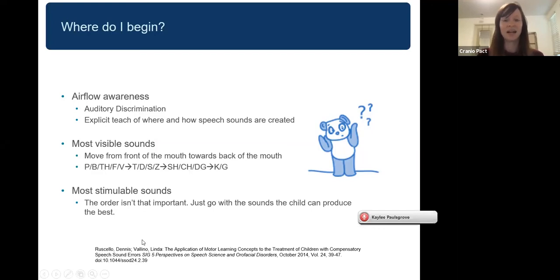From there, I will often start with whatever sound the child is able to produce the easiest. So if I try some of the front sounds like P and B in therapy, but they're not able to produce them very easily, but they are able to produce a T and a D, for example, then I'll start with T and D because those were produced more easily by the patient, and then make my way back to the other sounds as appropriate. So there really is no clear hierarchy of which sound should be worked on first, but these are the general principles to follow.